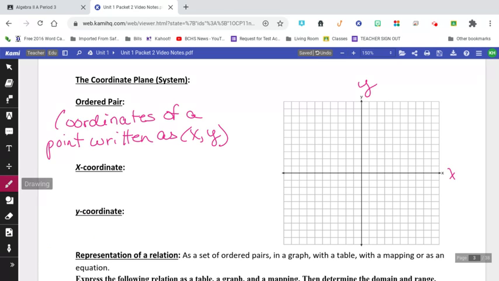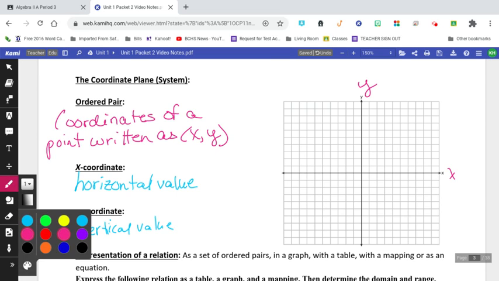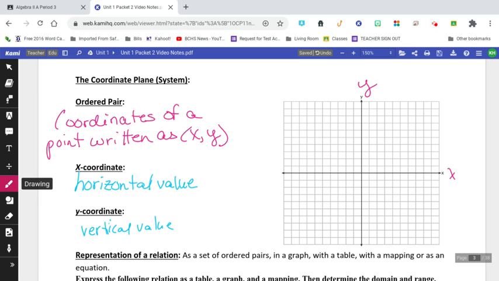Now, the x value is your horizontal value. Whatever that first number is, that is how many left or right you are going to move. And your y coordinate is your vertical value. So whatever that is, you're going to move up or down. So for example, let's say I have the point A, which is (2, 5).